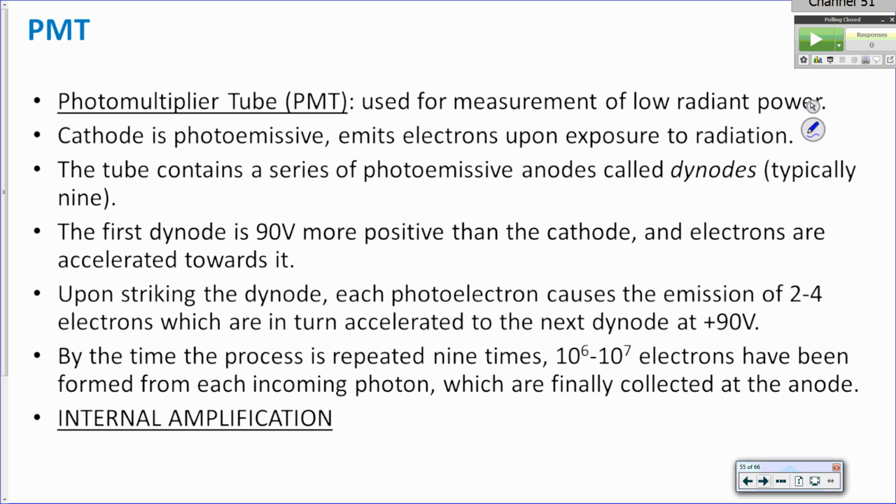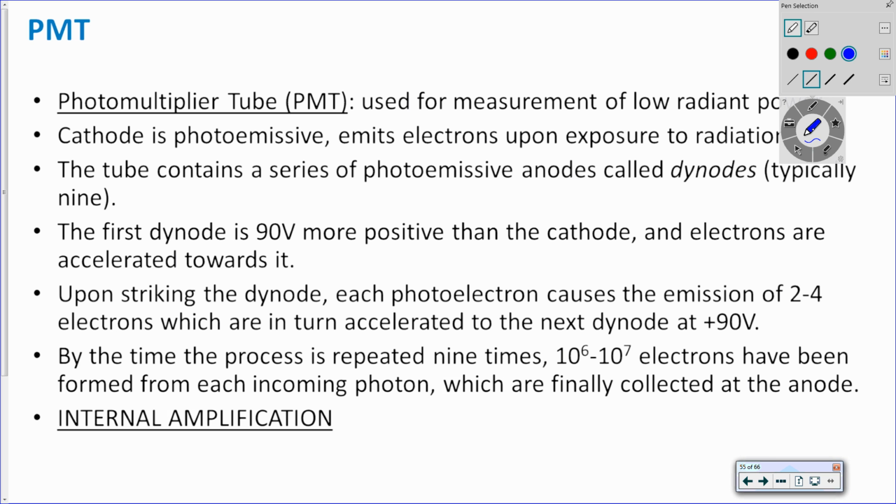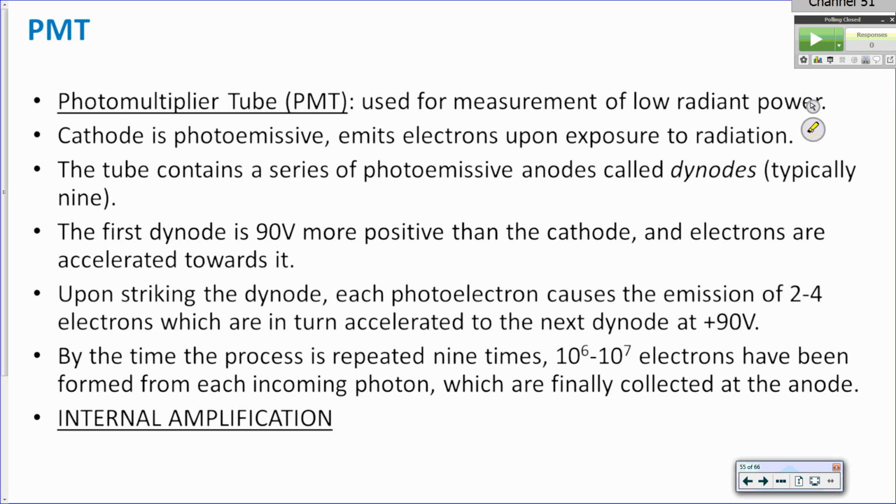And a photomultiplier tube works very well when you have low light. Okay, so PMTs, photomultiplier tubes, we talked about changing the voltage to this on the fluorometer this week in lab. It works well with low radiant radiation. It still has a similar photoemissive cathode. It emits electrons out when it's exposed to light.